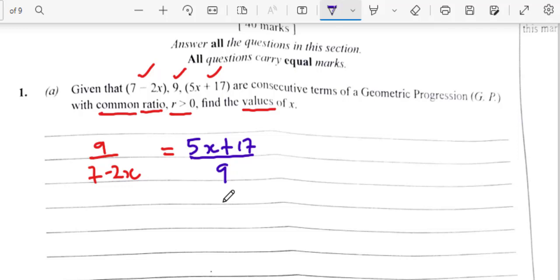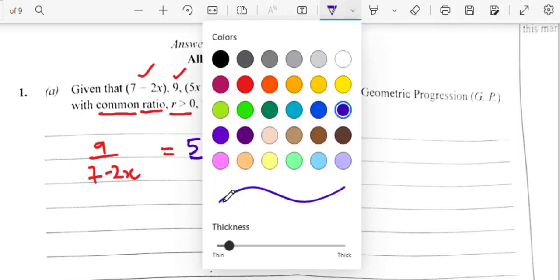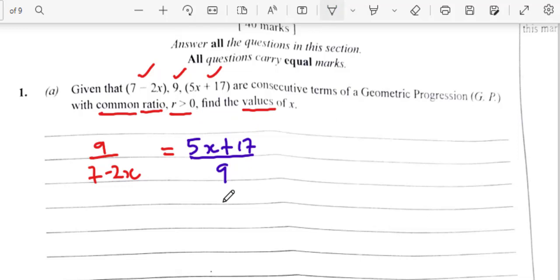So the common ratio, you are not told about the common ratio for nothing. You look at what you have been given in the question, and based on that you can find what you have been asked to find. So finding this is pretty simple. Finding x means making x the subject here. So what I'm going to do is just do some cross multiplication here.